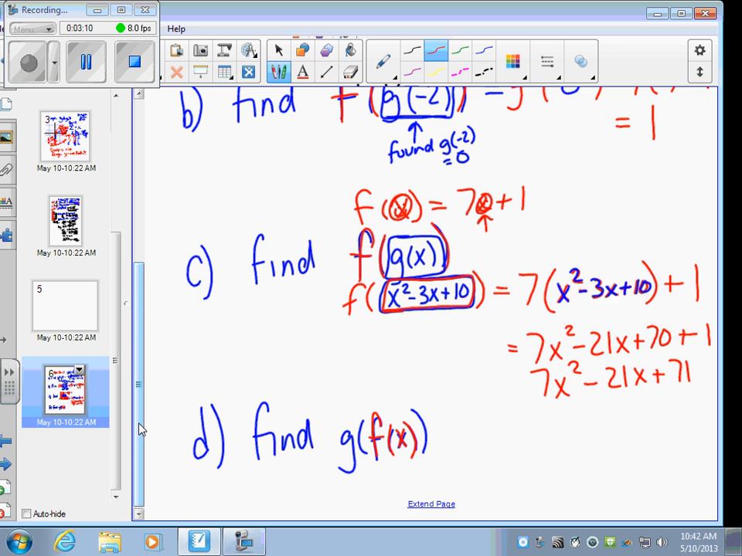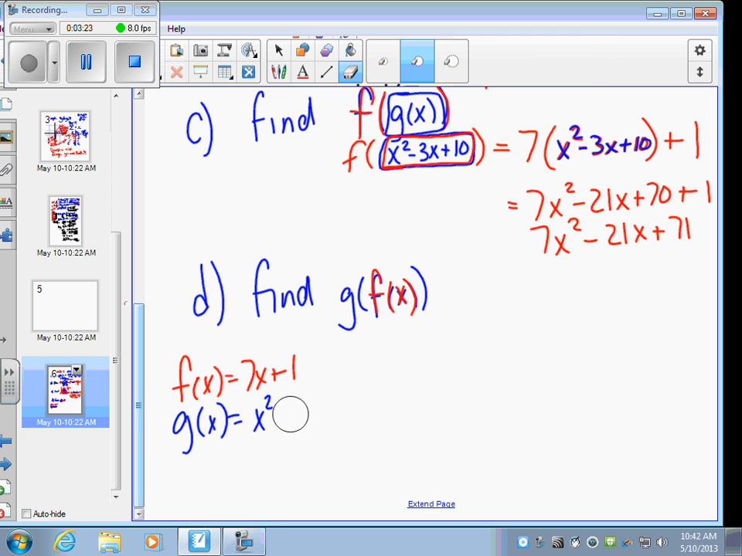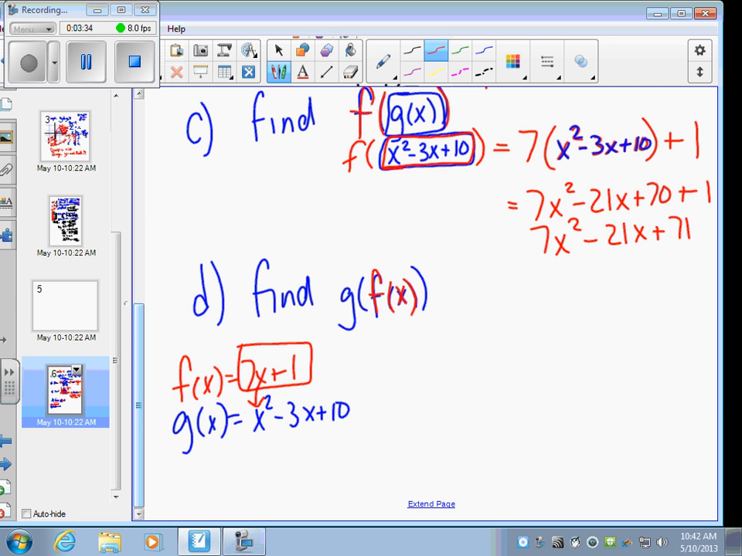All right, and the other way around, I'm just going to write these functions again. Remember that f of x was 7x plus 1, and that g of x was x squared minus 3x plus 10. This time I'm being asked to take the 7x plus 1 and plug it in for all the x's in the g function. So now, instead of being x squared minus 3x plus 10, instead of writing an x there, I'm going to put the 7x plus 1.